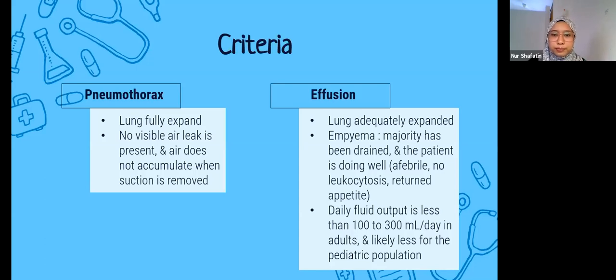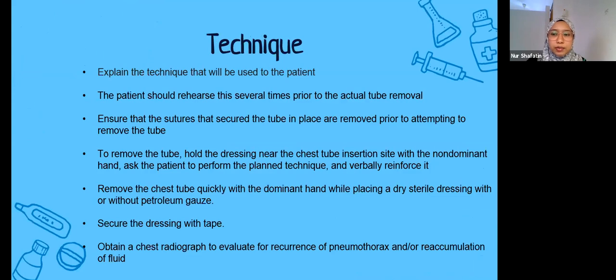So for the technique to remove, we should explain the technique that will be used to the patient. The patient should rehearse this several times prior to the actual tube removal. Also ensure that the suture has been removed prior to removing the tube. To remove the tube, hold the dressing near the chest tube insertion site with the non-dominant hand. Ask the patient to perform the planned technique and verbally reinforce it.